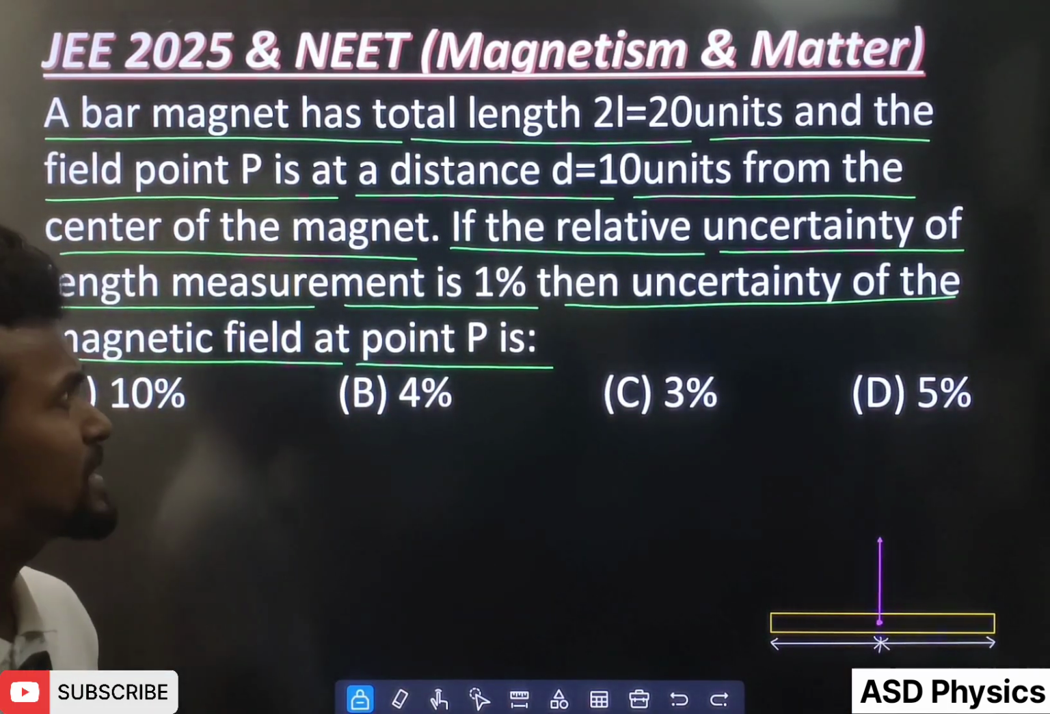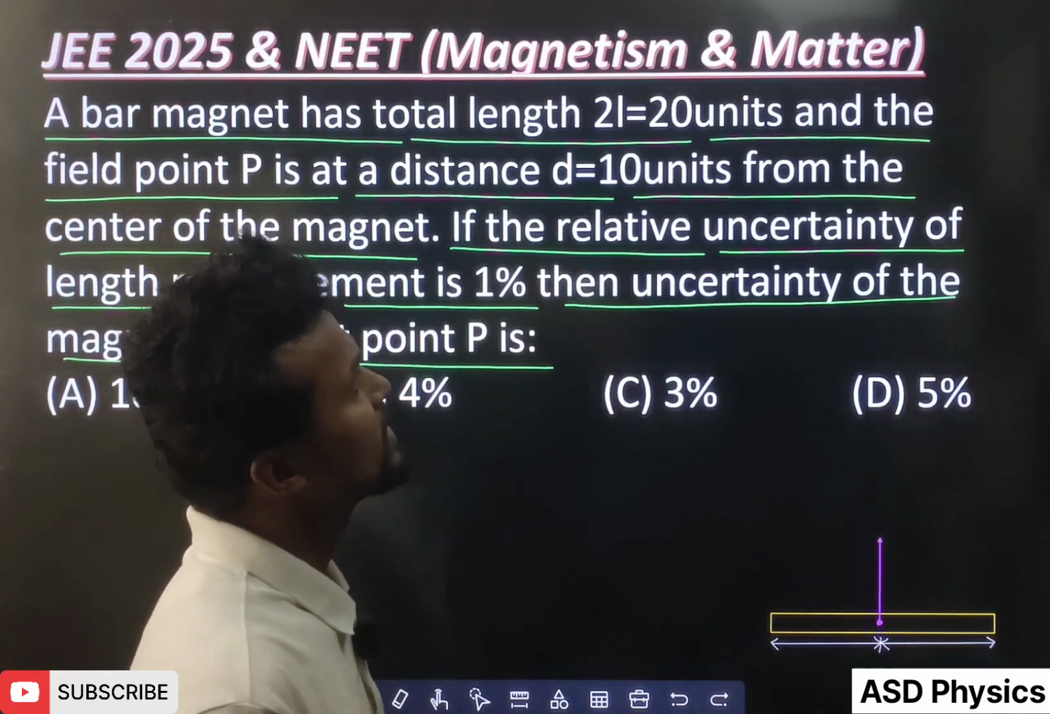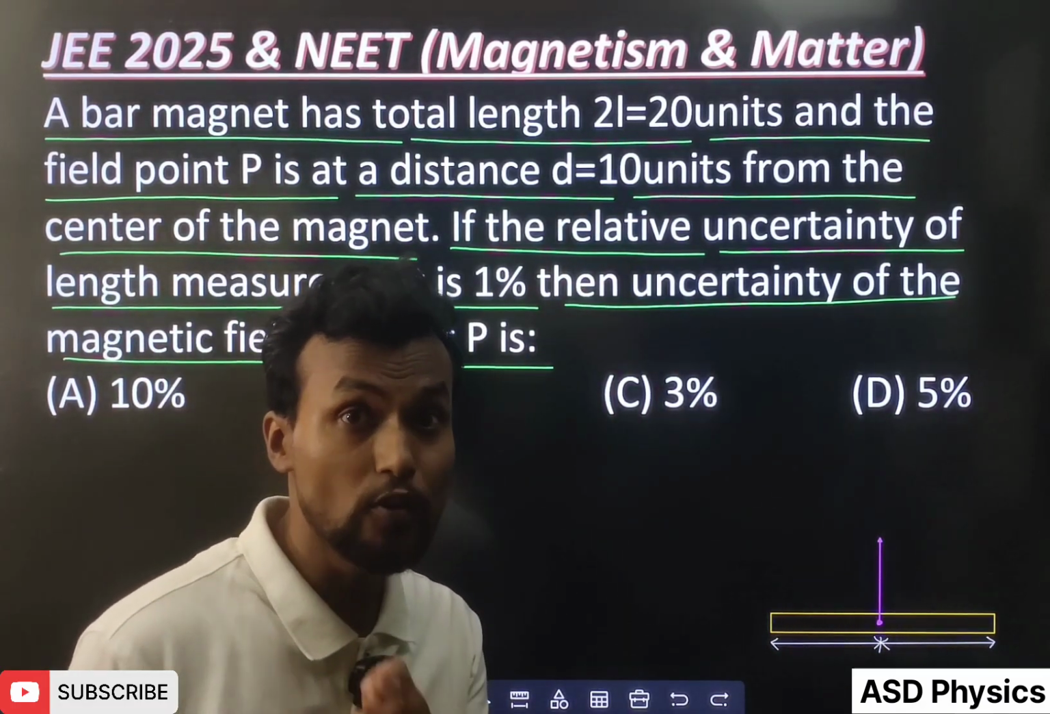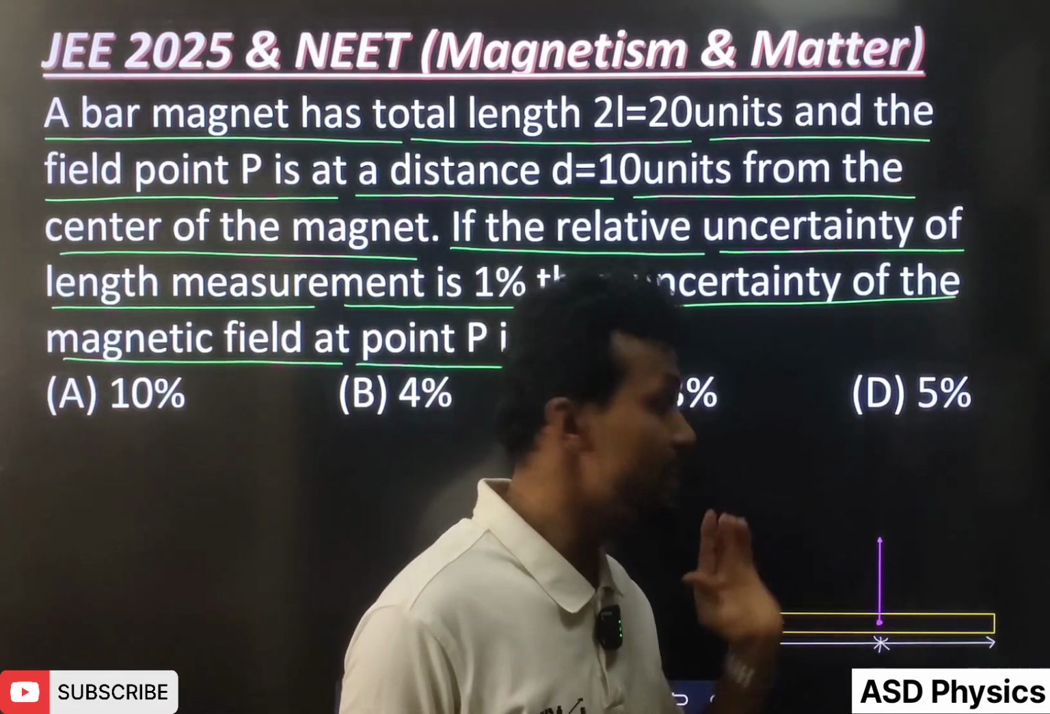So you may think, okay, the magnet's total length is 20 units, but they are asking at a distance of 10 units. That means you have to understand they are not asking at the axial point. They are asking at the equatorial point.